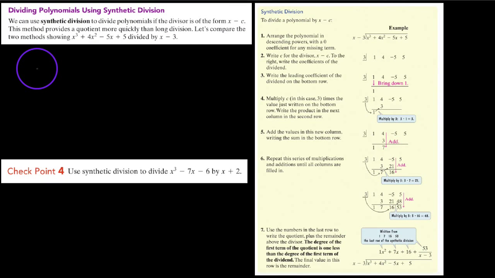Okay, YouTube, in my last couple of videos, we've looked at the method of long division with polynomials. In this video, we're going to focus on a method that we call synthetic division, which, by the way, is just a lot easier to use than long division and a lot quicker to use than long division. So that's why we want to focus on it here in this video.